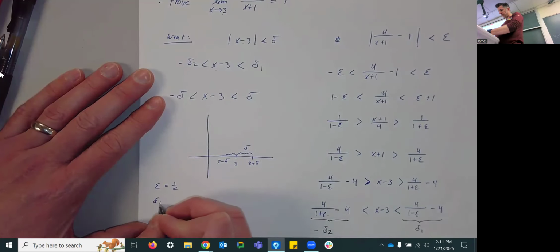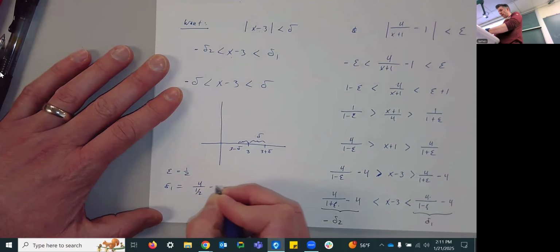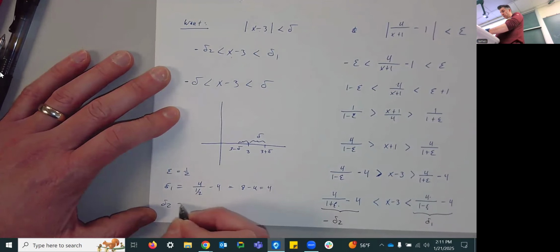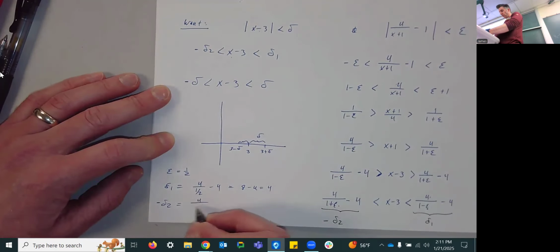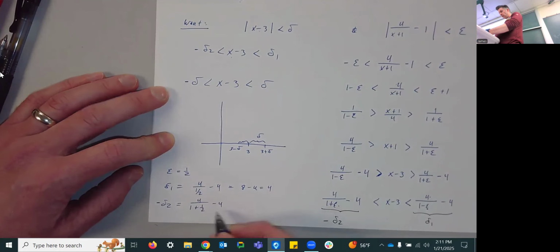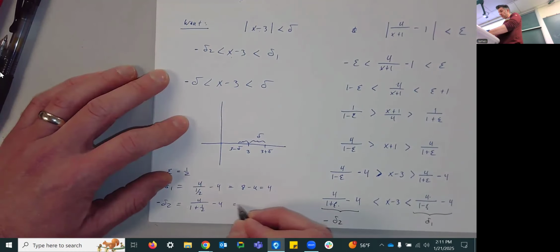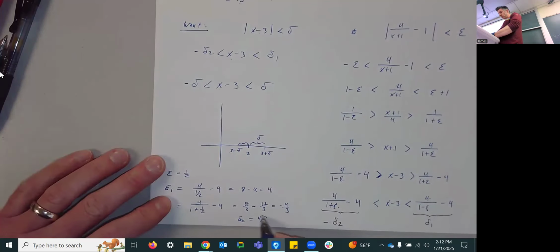So delta 1 is going to equal 4 over 1 minus 1/2, so 4 over 1/2 minus 4, which is 8 minus 4, which is 4. Great. Delta 2, now I should say negative delta 2 really, is equal to 4 over 1 plus 1/2 minus 4. 4 divided by 3/2 is 4 multiplied by 2/3, which is 8/3. Minus 4 is minus 12/3, which is negative 4/3. So my delta 2 is positive 4/3. Of the two, 4/3 is definitely smaller than 4, so delta 2 is our smaller one.